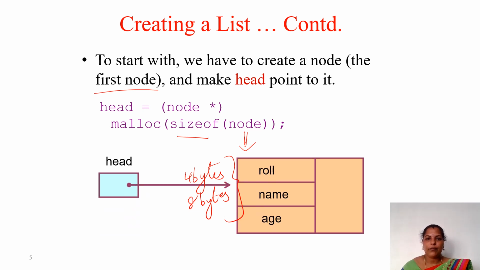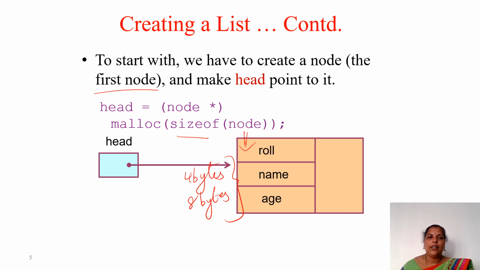node. So here you see we are having a head. Then this head is pointing to the first node. First node consists of roll number, name and age. And we are having the second compartment as next. This consists of the address of the next node.